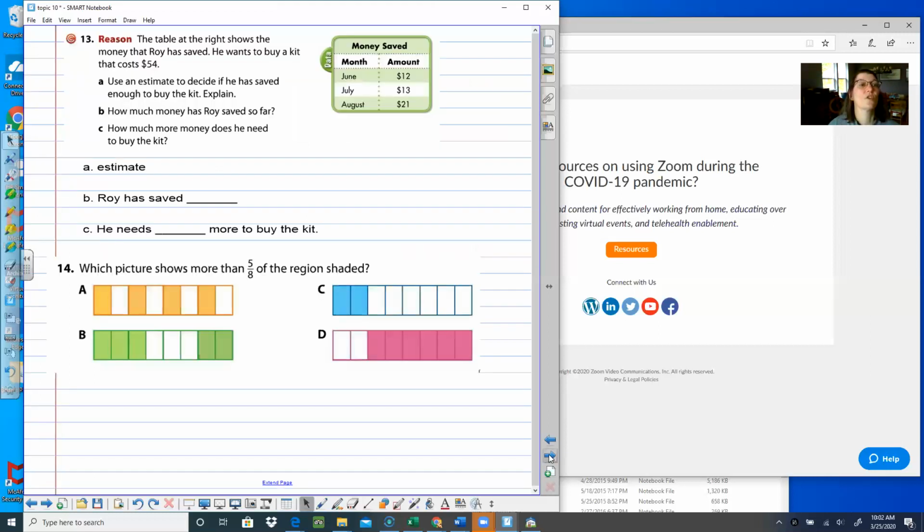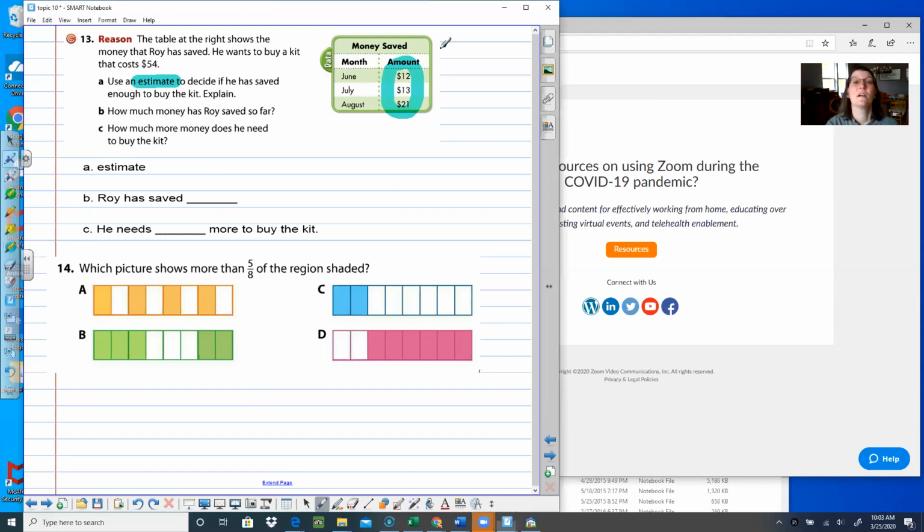Alrighty, on to number 13. The table at the right shows the money that Roy has saved. He wants to buy a kit that costs $54. Well, he's going to be saving for a while. Use an estimate to decide if he has saved enough to buy the kit. Explain. So we have to remember that estimate means what, ladies and gentlemen? Hopefully you're thinking round. So we need to take these three numbers and round them.